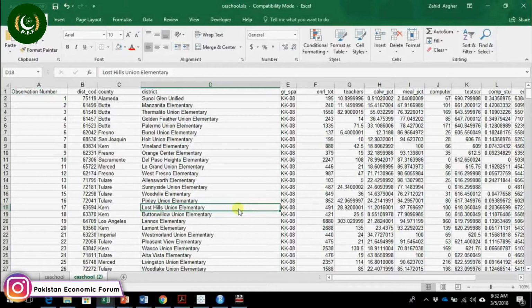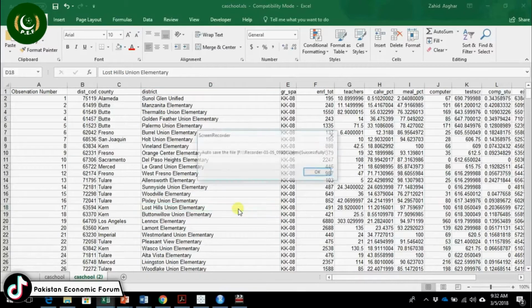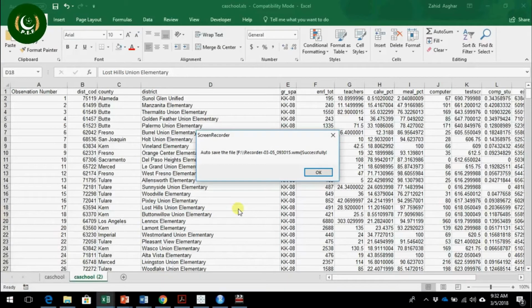So we are going to discuss what we mean by minimizing the sum of squares of errors. We have data here on California school data used in Stock and Watson's Introduction to Econometrics book. We have many variables here, but at the moment we are going to discuss only simple linear regression, which means we should have only two variables.